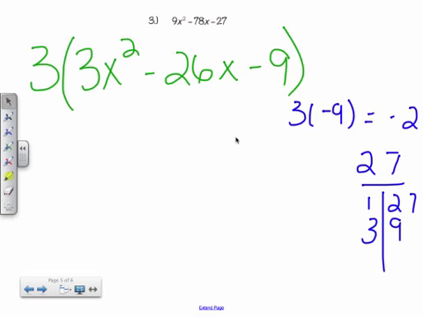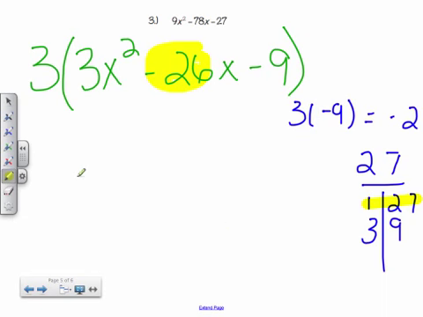Now remember, in order to figure out which one of these factors is the proper set of factors, I'm going to look at what the B value is. The B value is -26. So I'm going to look and see which one of these sets of factors can give me a -26. And that would be 1 and 27.